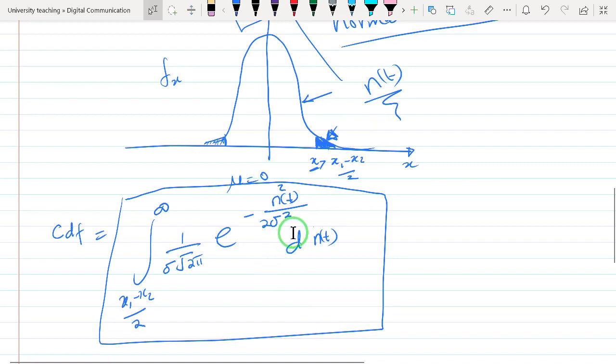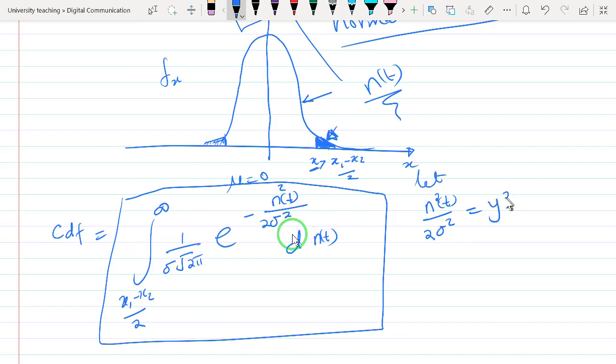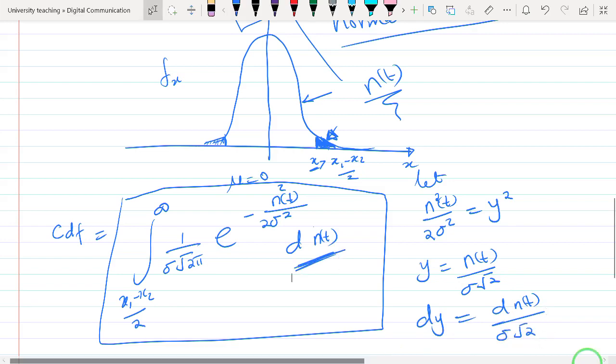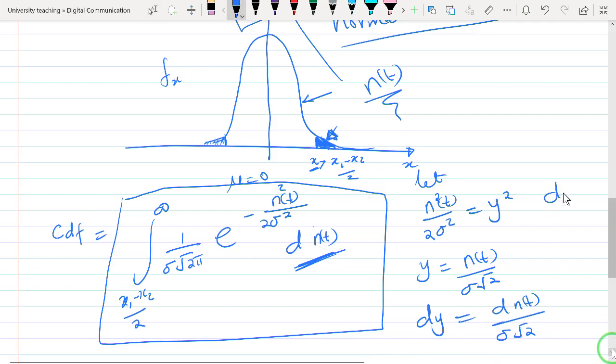And we may do a very simple substitution here and say that nt squared over 2 sigma squared, let this be equal to y squared, so that we can say that y can be represented by nt over sigma root 2. And therefore, if we want to do further integration, we want to find the dy in terms of nt. You can see that this is equivalent to dnt over sigma root 2. And therefore, we want to replace this mathematically and say that dnt is equivalent to sigma root 2 dy.